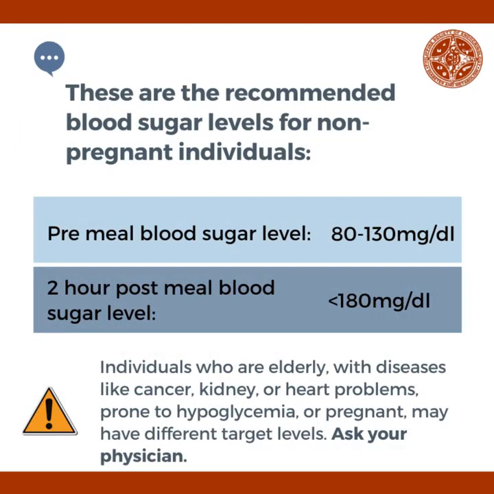These are the recommended blood sugar levels for non-pregnant individuals. Pre-meal blood sugar levels should be 80 to 130 milligrams per deciliter. 2 hours post-meal blood sugar level should be less than 180 milligrams per deciliter. Older individuals, those with diseases like cancer, kidney, or heart problems, prone to hypoglycemia or pregnant may have different target levels. Ask your doctor about this.